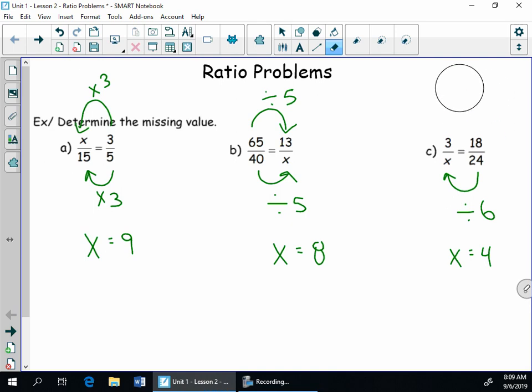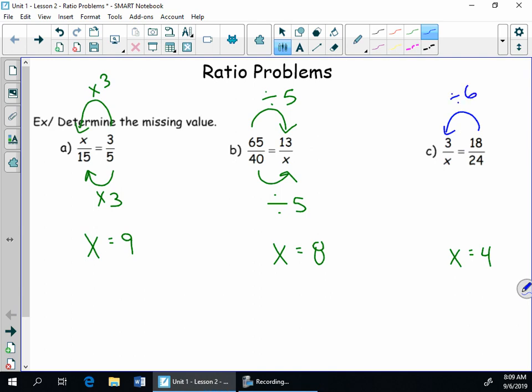Now let's say in that one you couldn't figure out 3 times 6 makes 18. What could you have done? Well, we could have done 18 divided by 3. It turns out that's 6, which means 24 divided by 6 is 4. Same answer, just the opposite operation. So if you can use your mental math skills and figure out the multiplier, great. If not, use the dividing trick. It works the same way.